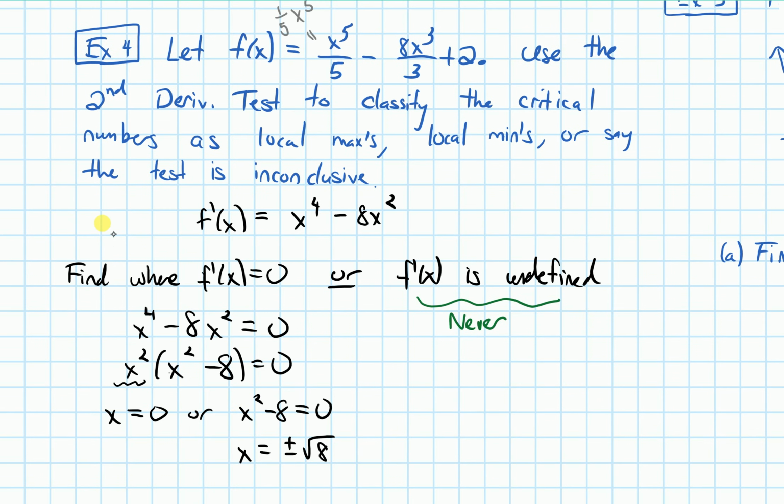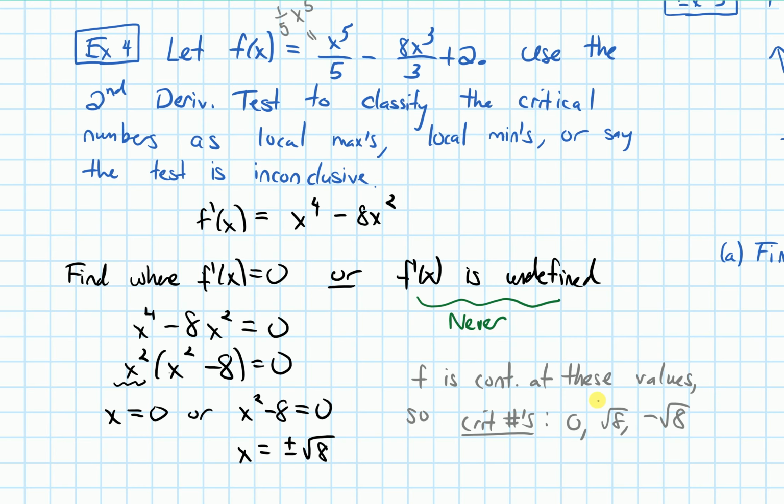Okay, so the other thing that we have to check to see whether these are actually critical numbers is looking to see if the original function f is continuous at these values. So the original function is a polynomial, so it's going to be continuous everywhere. So f is continuous everywhere, but specifically at these values. So the critical numbers are these values. They're 0, root 8, and negative root 8.